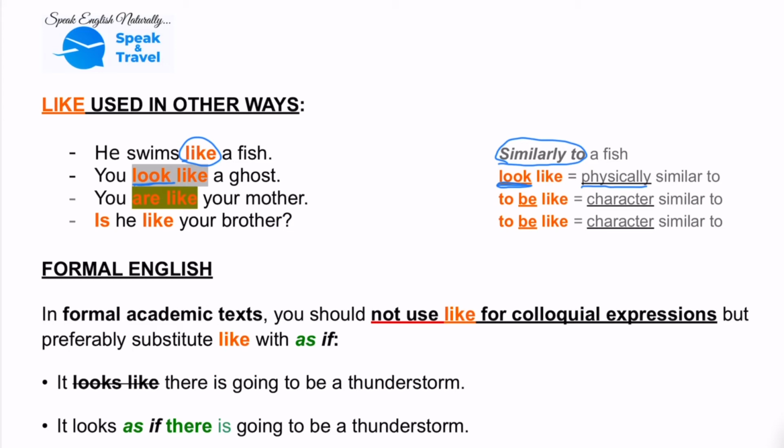Instead, you are like your mother is something that is referring to your character. Your character is similar to your mother's character. And the same in the interrogative, which is often less obvious. Is he like your brother? Means is his character like your brother's character? So look like is a physical thing. Be like is character. But if I say he swims like a fish, it means he's similar to a fish.